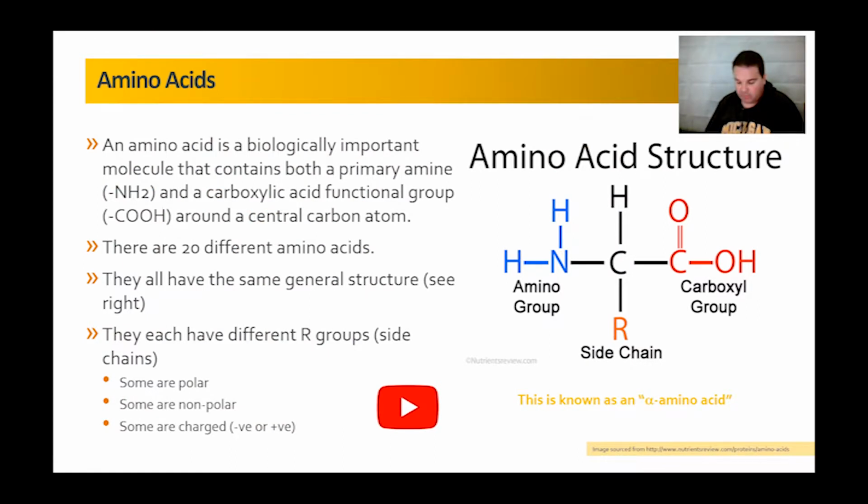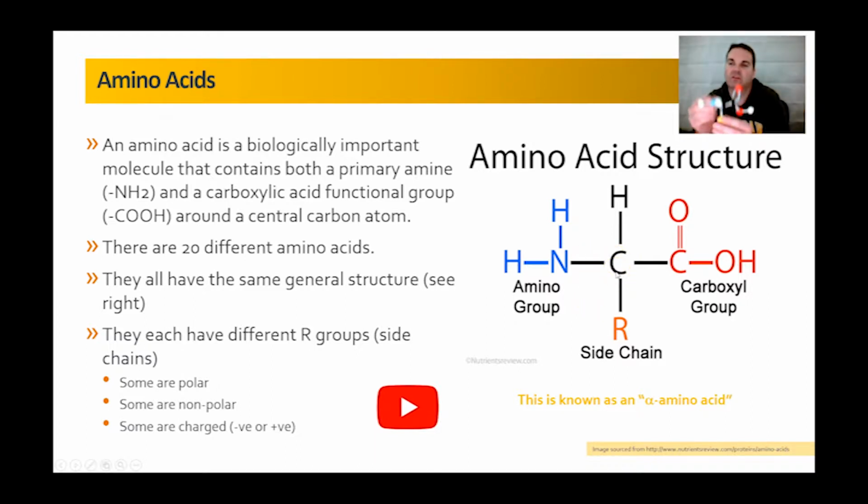So the first thing we want to have a look at is what we call amino acids. Amino acids are kind of like the building blocks of our bodies. We use them to make proteins, and they're really, really important. You can see we've got a general amino acid structure over here, and this is something you need to know for Year 12 chemistry. They're going to ask you about the general structure of an amino acid.